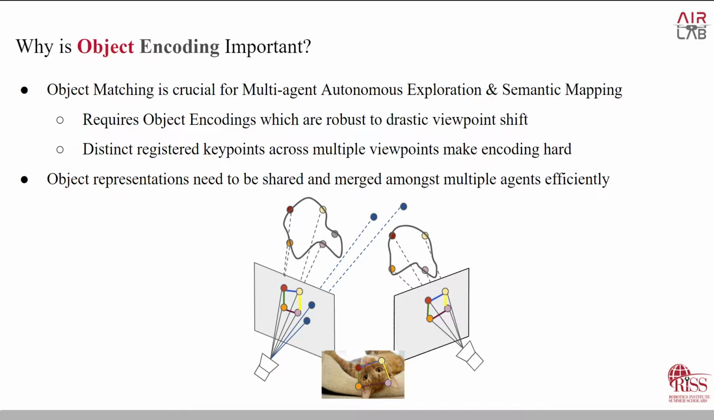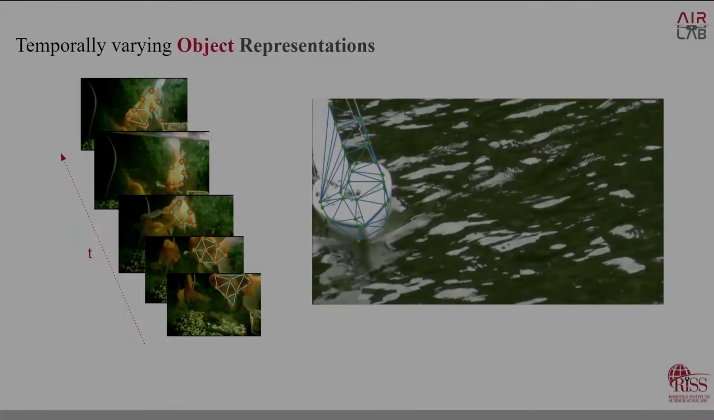This task of object matching is especially hard because it requires object encodings which are robust to viewpoint shift, occlusion, and deformation. Furthermore, distinct features across multiple viewing angles make the task even harder. Another challenging aspect is the requirement for these object representations to be shared and merged across multiple agents effectively.